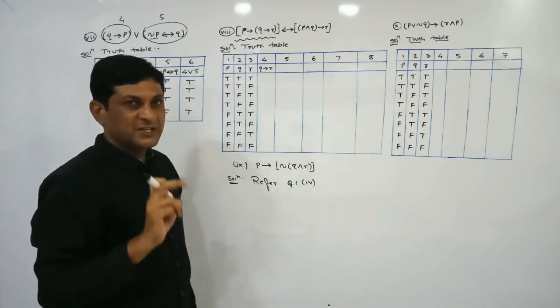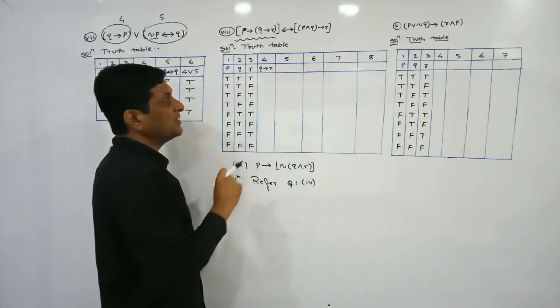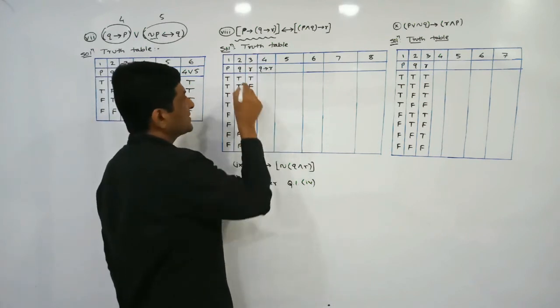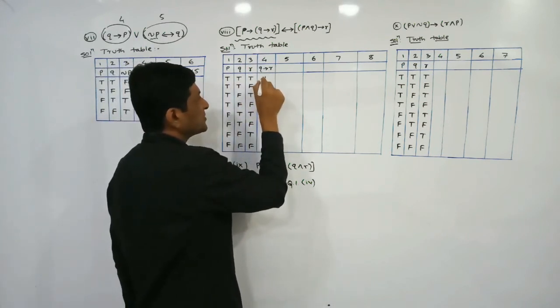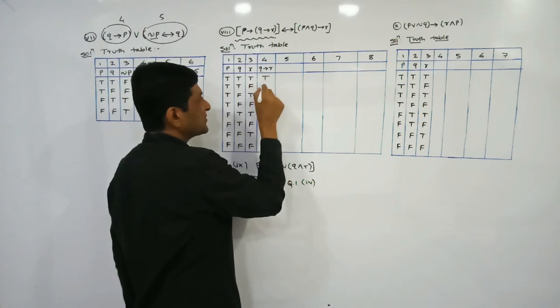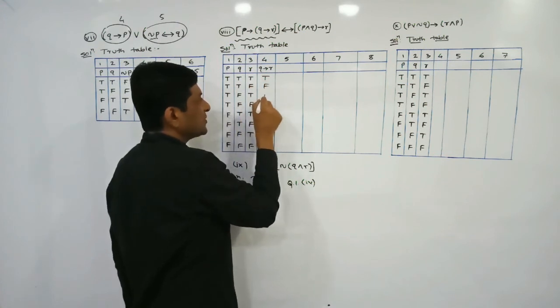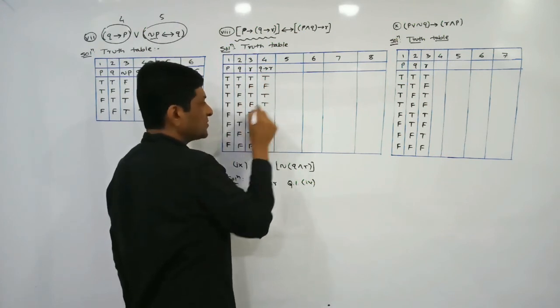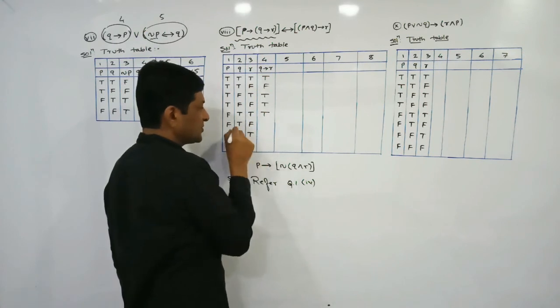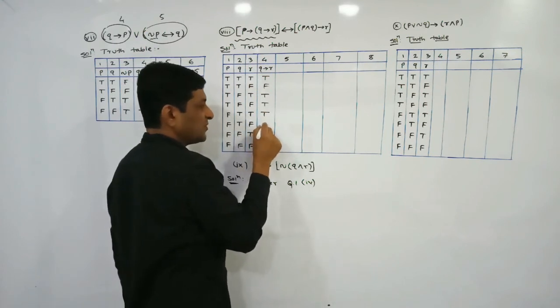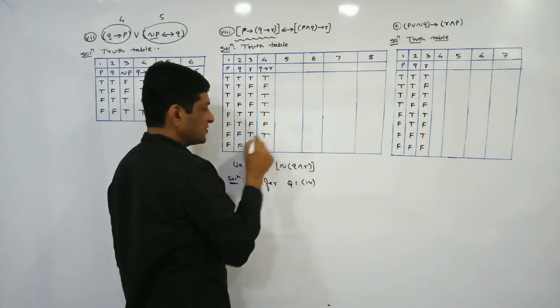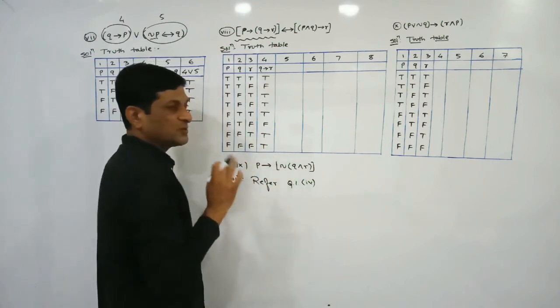In case of implication, when TF appears, only at that time is the implication false. So here true, true is there, so the statement will be true. TF is there, so false. Here TF is not there, so true. TF is not there, so true. Here also TF does not appear, true. Here TF appears, so it is false. Here TF is not there, so true. Here also TF is not there, so true.